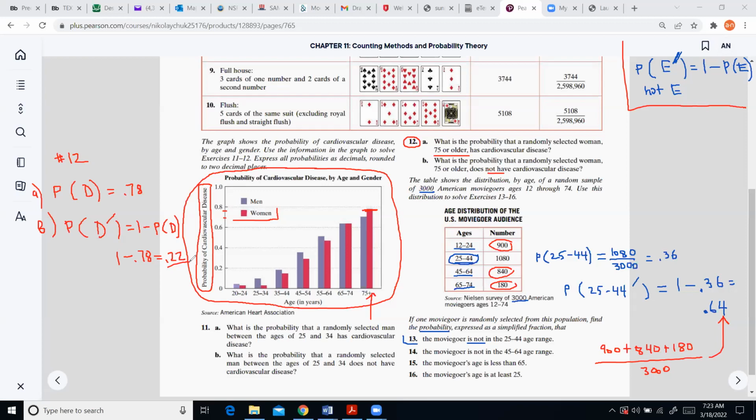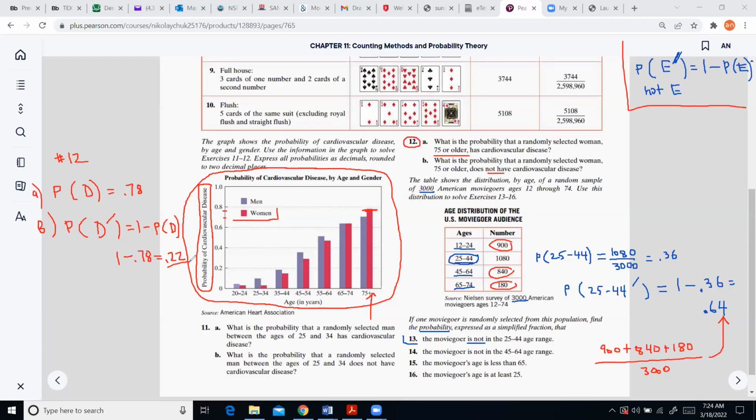So if 78% of women have that disease, then the remaining 22% do not have it, the opposite. So complements are always either that or the opposite. So that's, I guess, a nice example.